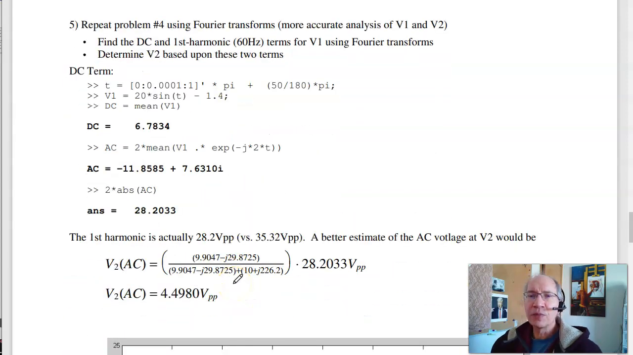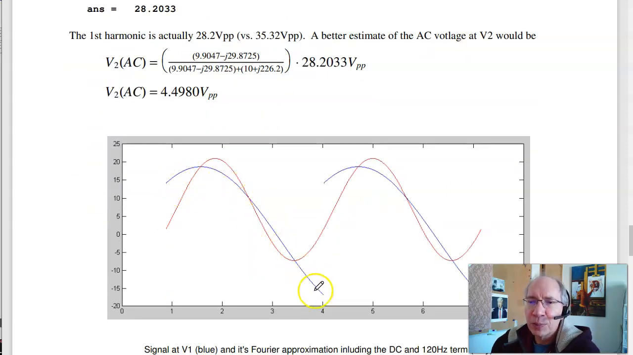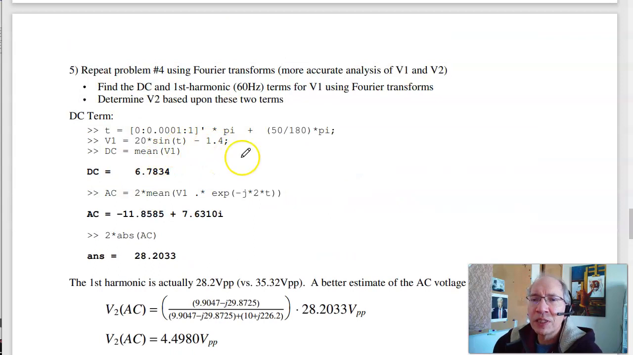That's problem 4. Problem 5 is to be a little more accurate. I know what V1 looks like. It's this blue waveform. Use the Fourier series: take the DC term, take the first harmonic. The DC term is the same as we did before.